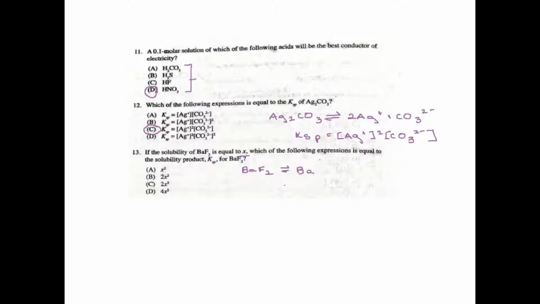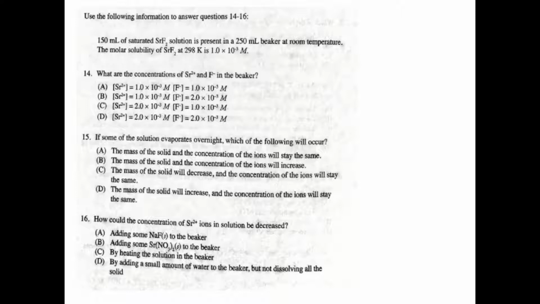This is barium ions and fluoride ions. So this is my X, that's my solubility. For fluoride, because it's 2 fluoride ions, it's going to be 2X. So when I write out my Ksp, that'll be X times (2X) squared, and so what that gives me is 4X cubed.